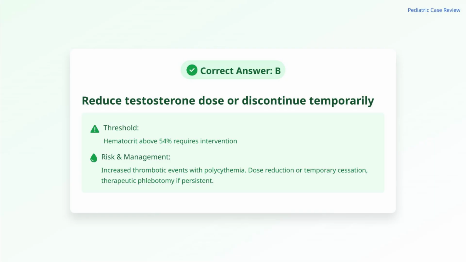When hematocrit exceeds 54%, testosterone dose reduction or temporary cessation is recommended to reduce thrombotic risk. Testosterone stimulates erythropoiesis, and excessive elevation increases blood viscosity and venous thromboembolism risk. After hematocrit normalizes, testosterone can be restarted at a reduced dose. Some patients may require periodic therapeutic phlebotomy if polycythemia persists despite dose optimization. Regular hematocrit monitoring every 3 to 6 months is essential.